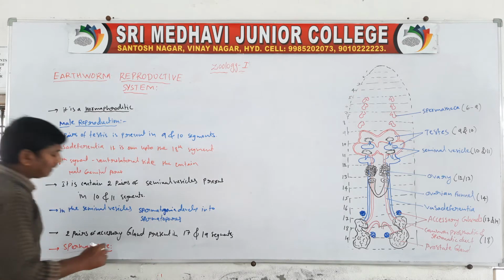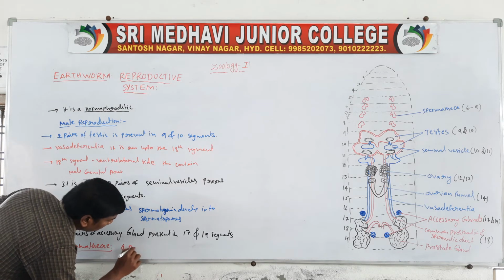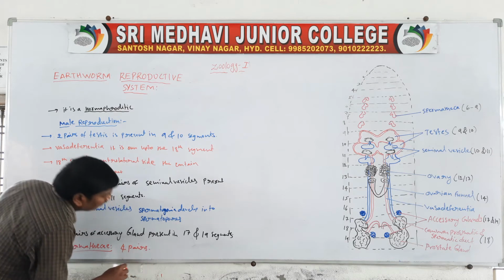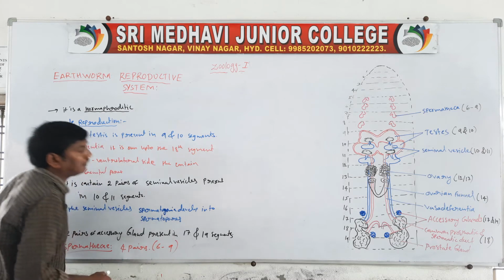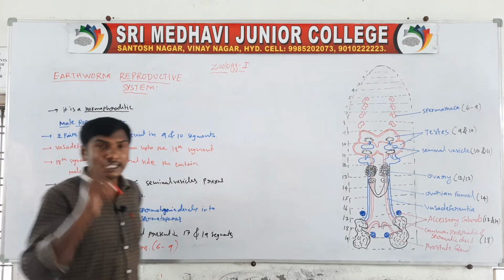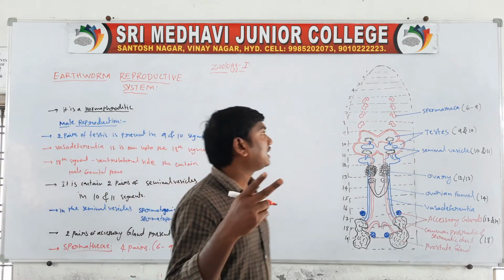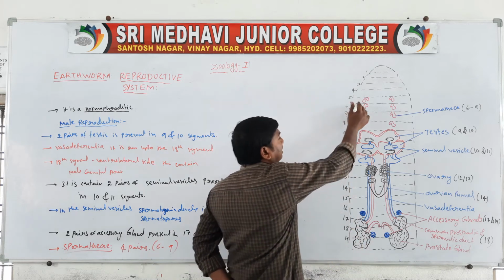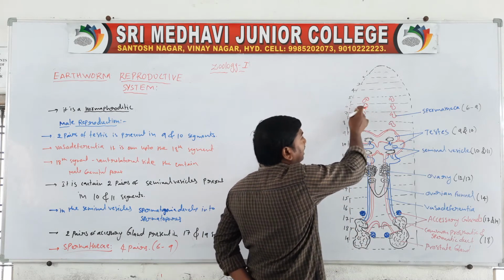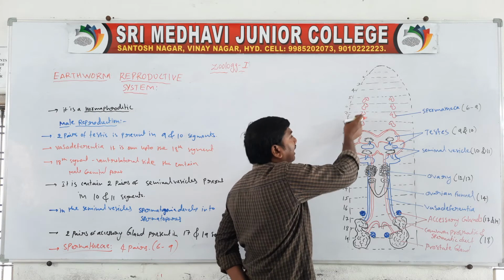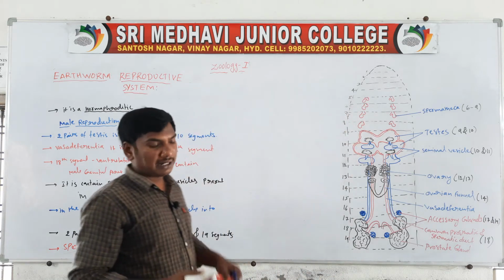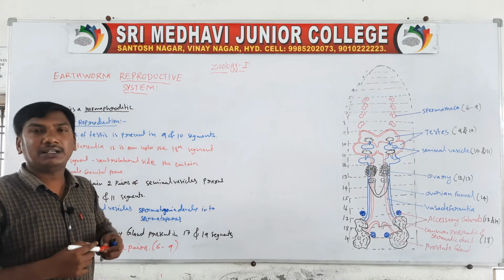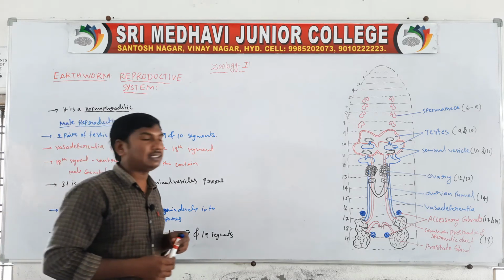So they are present as four pairs, in the 6th segment to the 9th segment. Each segment contains a pair of spermathecae. The 6th segment contains a pair of spermathecae, the 7th segment contains a pair, the 8th segment contains a pair, and the 9th segment contains a pair of spermathecae.